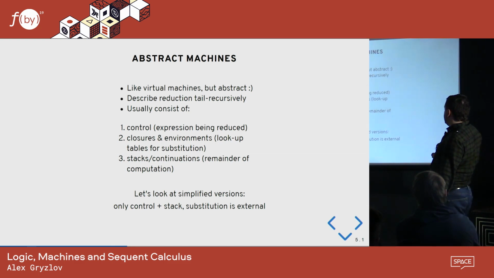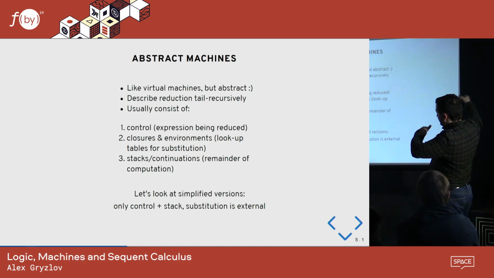Usually it consists of three parts: the control, or the actual term that you're reducing at the moment; the so-called closure or environment, some kind of data structure which holds the references of what the variables refer to; and some kind of stack or a continuation. This is the part that makes the interpreter tail recursive. It's the remainder of the computation: what should you do once you've reduced the thing under control? This is kind of hand-wavy, so for now we'll look at the simplified version.